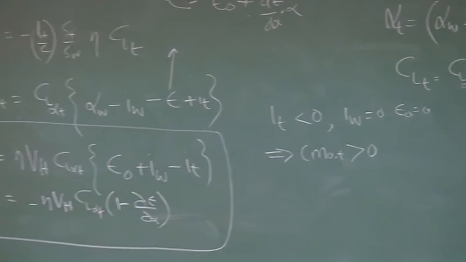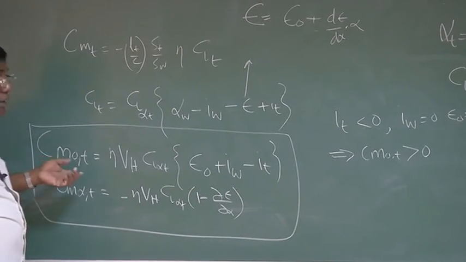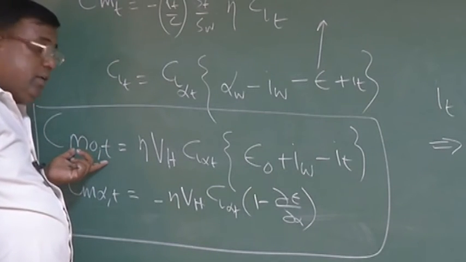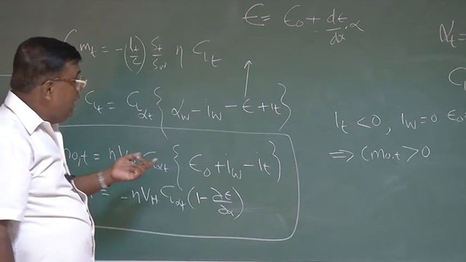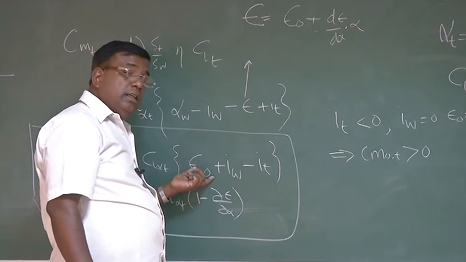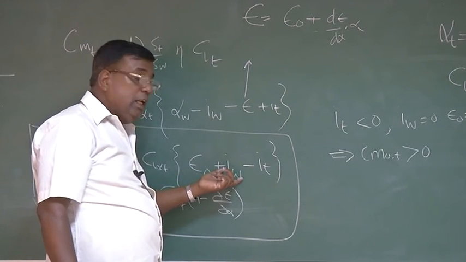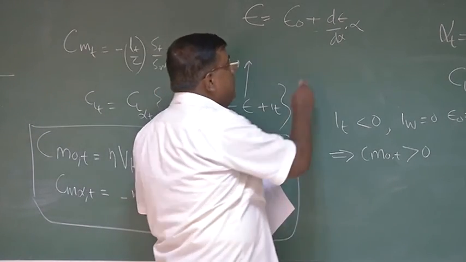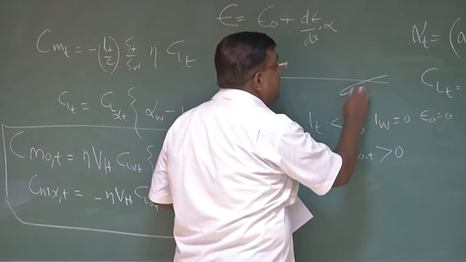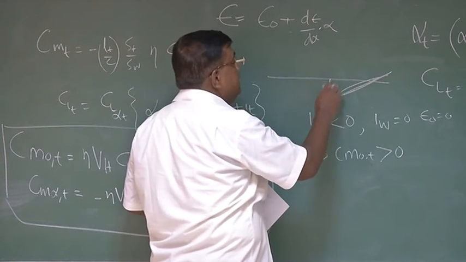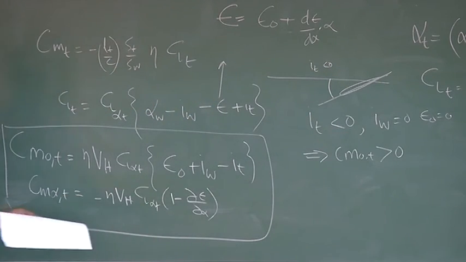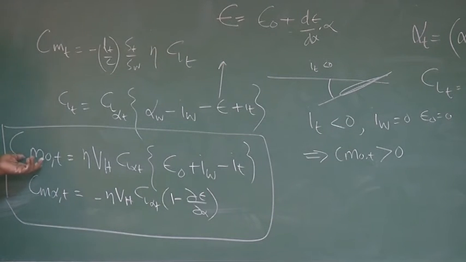So I repeat, the CM naught tail expression we are seeing. This observation is very precise for a designer. I am looking for getting a CM naught contribution from the tail. I know that even if the wing is symmetric, if I don't put a setting angle, I can get a positive CM naught by making IT negative. IT negative means if this is the fuselage reference line, I will be setting that horizontal tail like this. This is IT less than 0. Typically this value will be around 2 to 5 degrees in aircraft. So one of the major contributions that comes from the tail is in terms of CM naught.